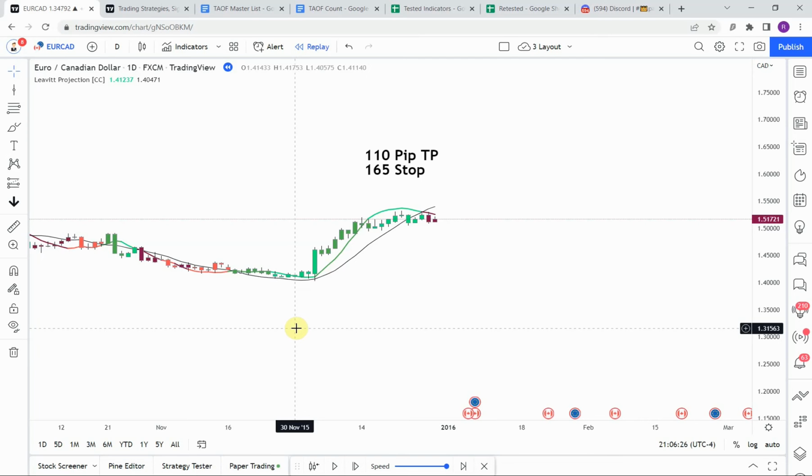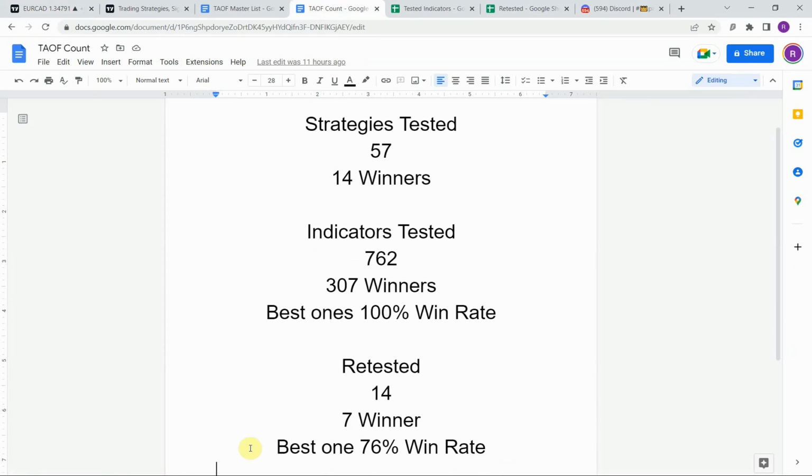Alright, as I said, today we will be testing the Leavitt projection indicator. Before we do though, I wanted to put the testing scoreboard up for everyone to see. So to date, we have tested a total of 57 different strategies, with 14 of them being profitable. We've also tested a total of 762 indicators, with 307 of them being winners. The best ones so far were able to achieve a 100% win rate. Now you need to go back and watch those videos to understand the context of how they were able to achieve that. So go back and watch those videos and see what you can get out of those winning indicators.